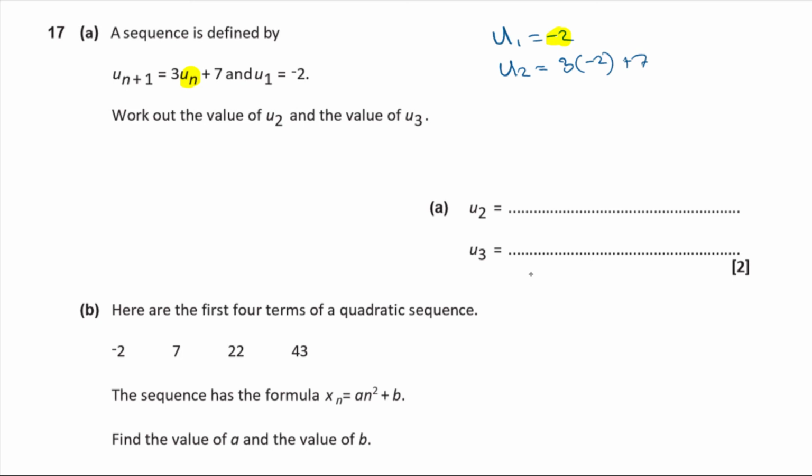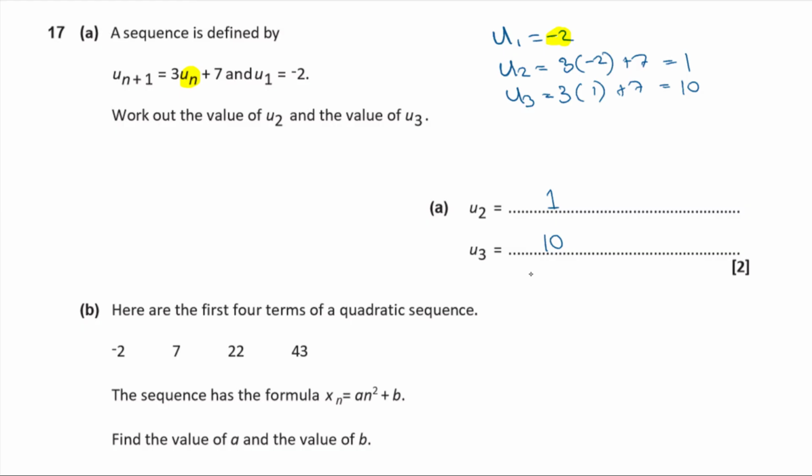So I'm going to get 3 lots of minus 2 plus 7. 3 lots of minus 2 is minus 6, plus 7 is 1. Okay, so u2 is 1. And then u3, so I'm going to take my u2 value, feed that into my function, and this time I'm going to get the u3 value. So 3 lots of 1 this time plus 7. What's that then? 3 lots of 1 is 3, plus 7 is 10. So u3 is 10. Okay.